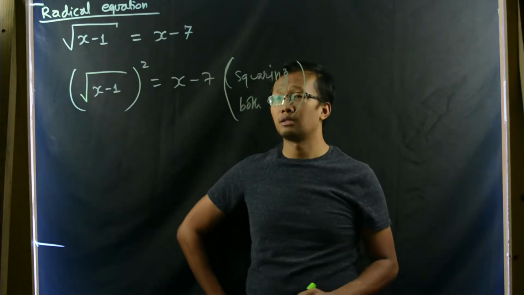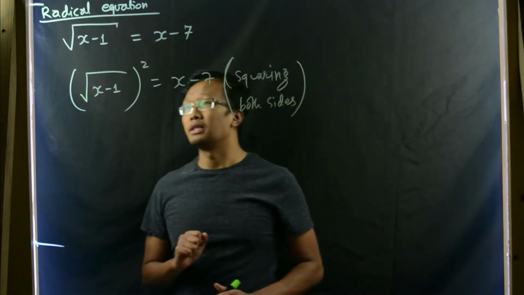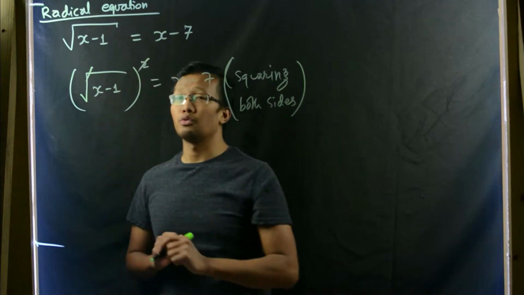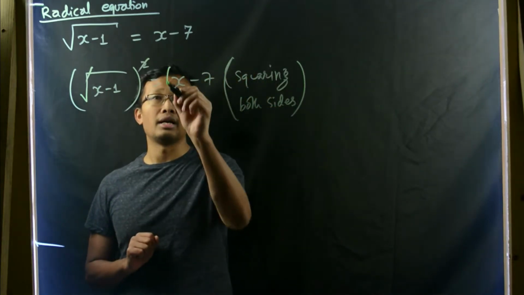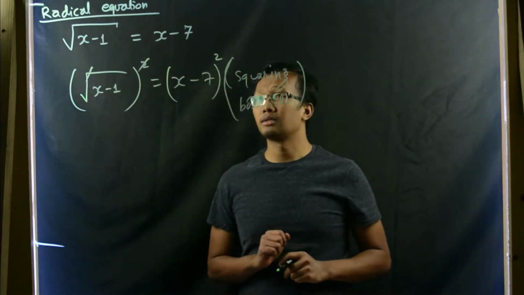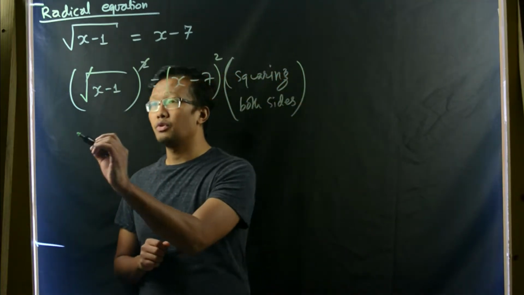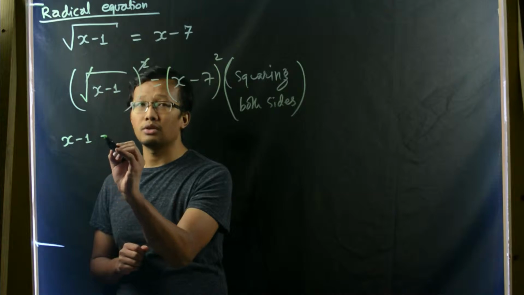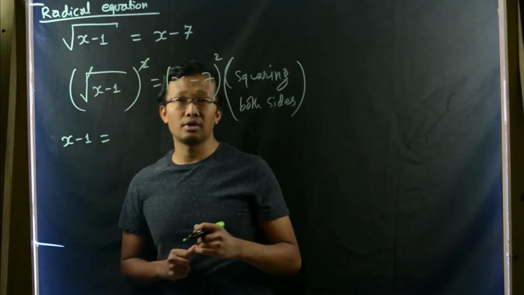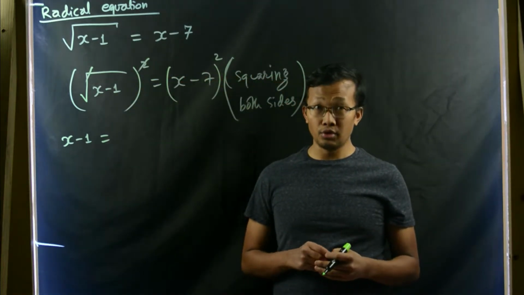Let's do that, squaring both sides. Then the square and square root will cancel out. And this should also be squared: x minus 7 also should be squared. So then we'll have x minus 1 equals (x minus 7) whole squared.